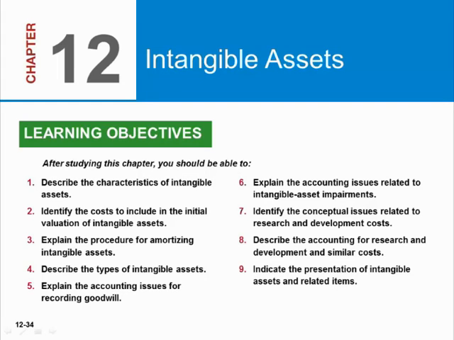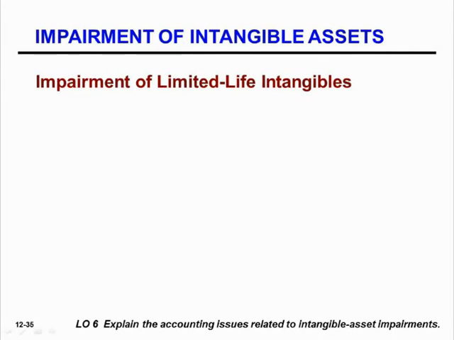Chapter 12, Learning Objective Number 6. Explain the accounting issues related to intangible asset impairments. Impairment of limited life intangibles.